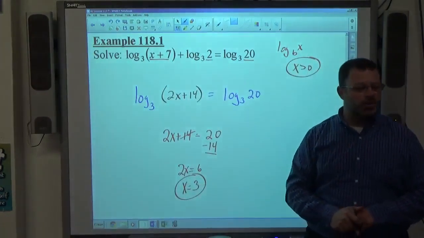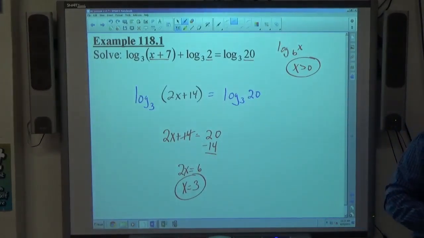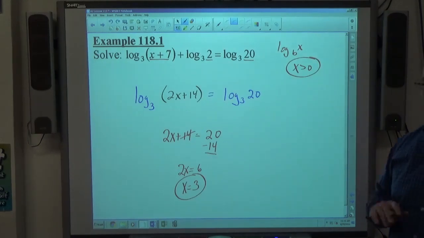You get all positive arguments, it's the correct answer. If you get any negative arguments, you throw it out and you empty set it. All right? But if it's all positive arguments, that means your answer is good. Circle it and move on to the next problem.